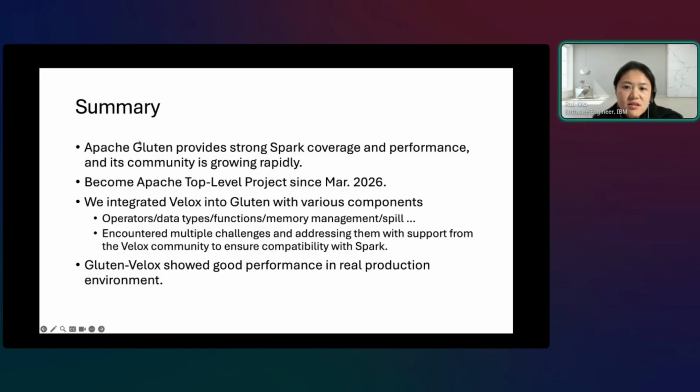To summarize, Gluten already delivers strong Spark compatibility and performance, and its community is growing quickly as an Apache top-level project. We've achieved deep integration with Velox across key components and addressed many technical challenges to ensure Spark compatibility. And most importantly, the Gluten-Velox combination has shown solid performance gains in real production environments. This gives us strong confidence in its future adoption.